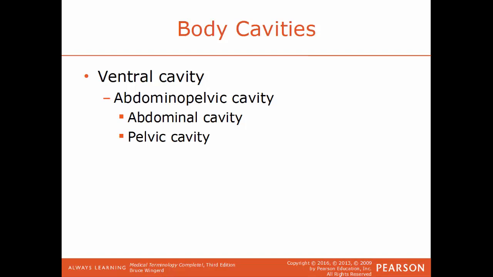So you have the abdominal cavity, which we talked about earlier, the 9 regions and the 4 quadrants. This is where you'll find a huge number of organs: the intestines, stomach, liver, gallbladder, spleen, kidney. And the pelvic cavity is where you'll find the internal reproductive organs, and also the urinary bladder.